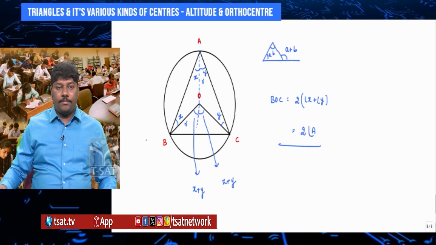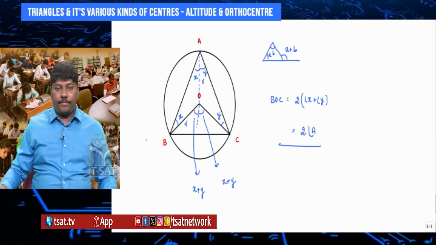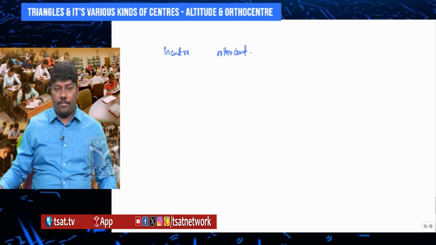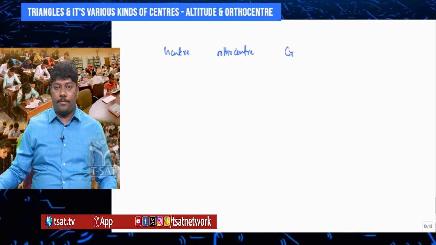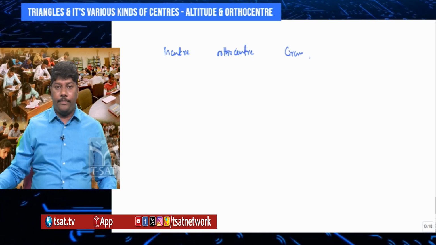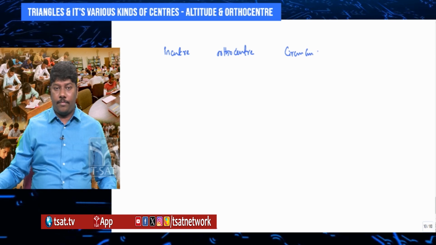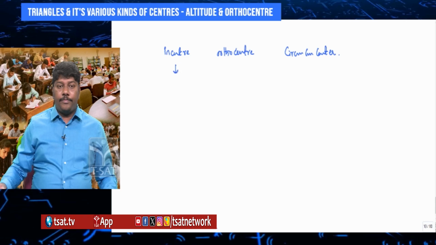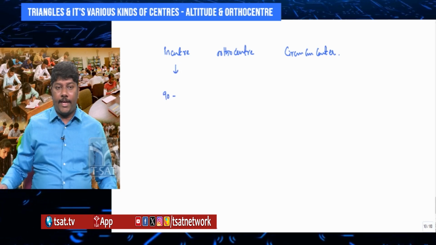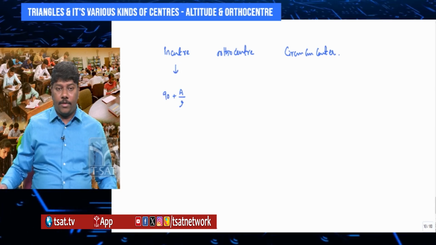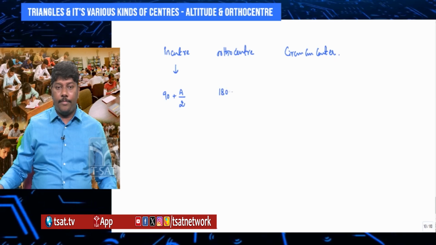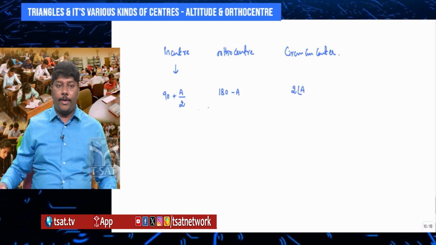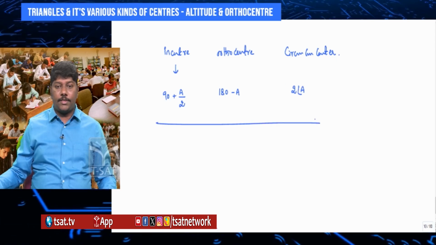So at the circumcenter, the angle formed is 2 times angle A. Remember, for the incenter, orthocenter and circumcenter, the angle formed is as follows. For the centroid we don't find the angle. At the incenter it is 90 plus A by 2. At the orthocenter it is 180 minus A. At the circumcenter it is 2 times angle A. These three are very important.